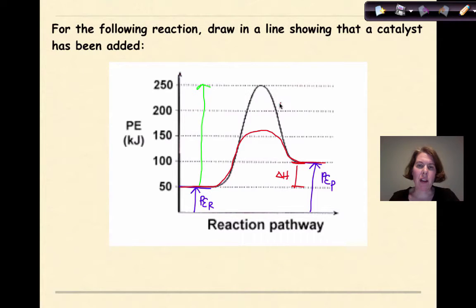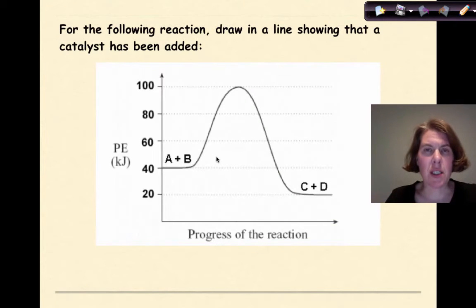So this black line right here is our activation energy without a catalyst. This red line right here is our activation added with a catalyst. So it's not like you're going to go draw a line directly from the potential energy of your reactants to the potential energy of the products. You still will have a little bit of activation energy, but the whole purpose of that catalyst is to lower the activation energy. Let's do the same thing to this diagram.